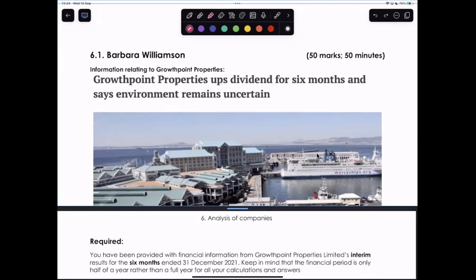Information relating to Growth Point Properties. Growth Point Properties ups dividend for 6 months and says environment remains uncertain. If they're upping the dividend, that simply means that the dividend has increased compared to previous payouts. Notice that we're looking at 6 months instead of a full year, and that's quite important. It's going to make a difference to the way that we do our calculations. And the fact that it's saying the environment remains uncertain is simply referring to the economy or the economic environment.